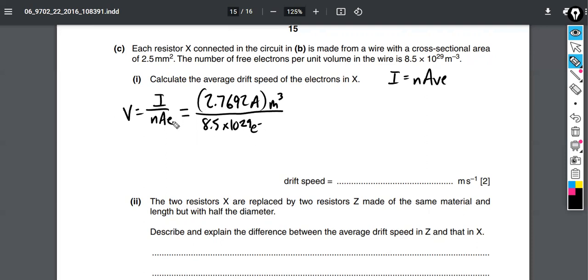Remember what E does, it charges them up, right? That's really where we get this, I is Q over T. And so we've got to charge up our electrons with elementary charge here, E. But we're getting ahead of ourselves.